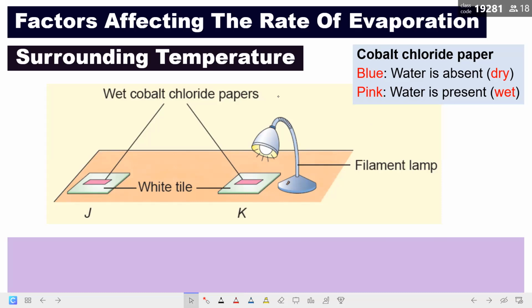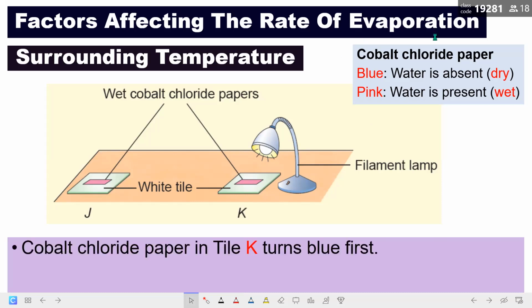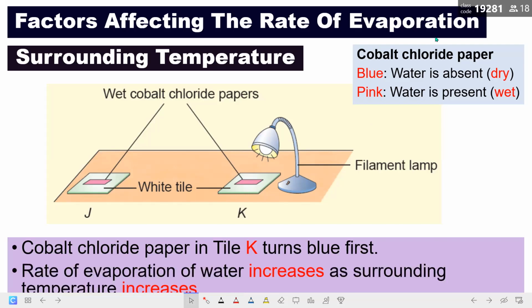Very good. You all are very smart. You all get the concept very quick already. Correct. K, I got higher temperature, so it will turn blue first. Correct. So the key point here is rate of evaporation increases when my surrounding temperature increases.